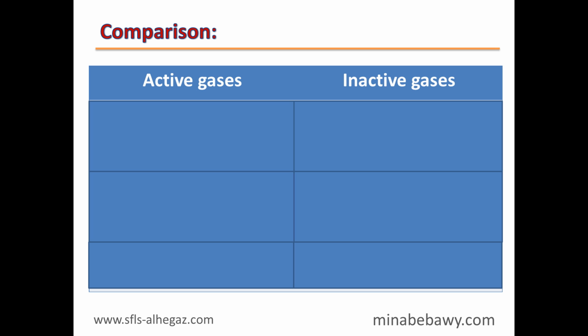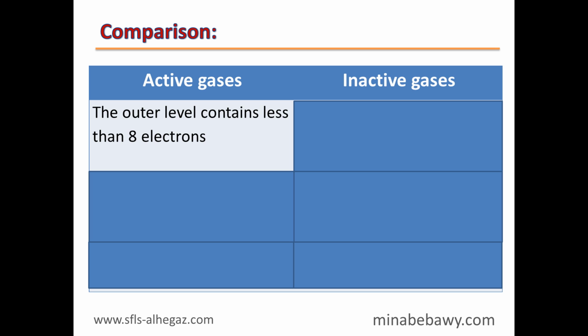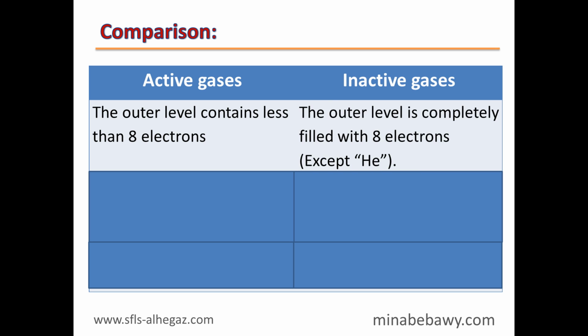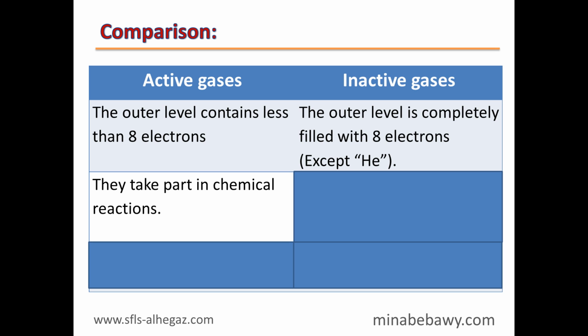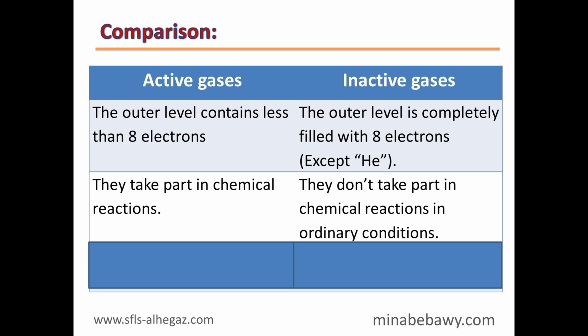Let's compare between active gases and inactive gases. Active gases, the outer level contains less than 8 electrons, but inactive gases, their outer level is completely filled with 8 electrons except helium, which is filled with 2 electrons because its outermost energy level is K, which is saturated with 2 electrons only. Active gases take part in chemical reactions, but inactive gases don't take part in chemical reactions in ordinary conditions.